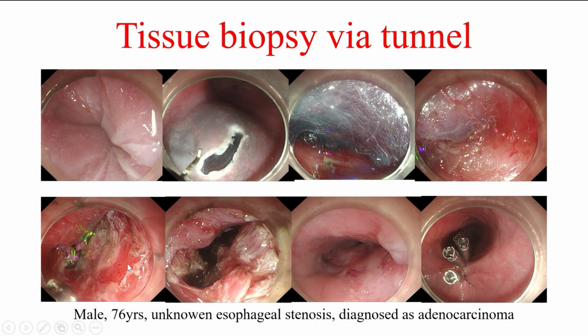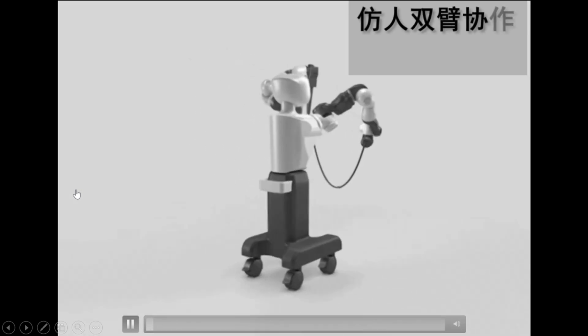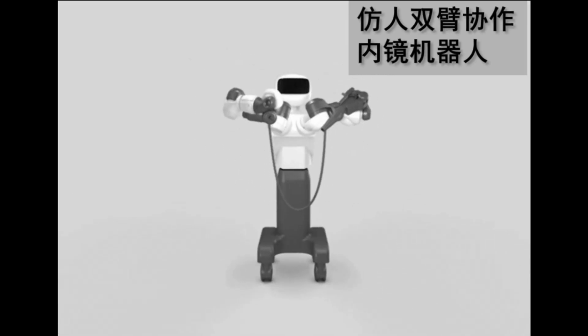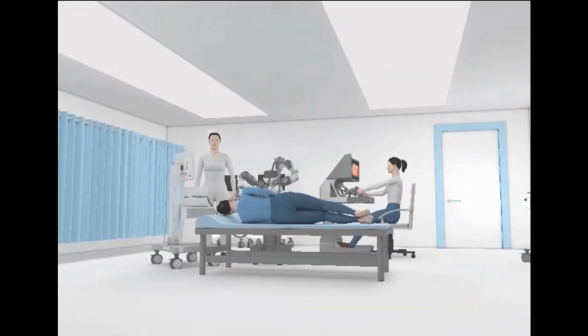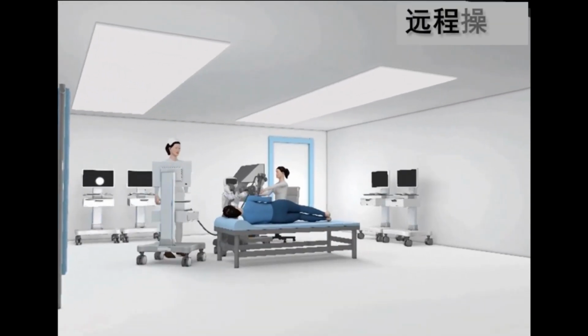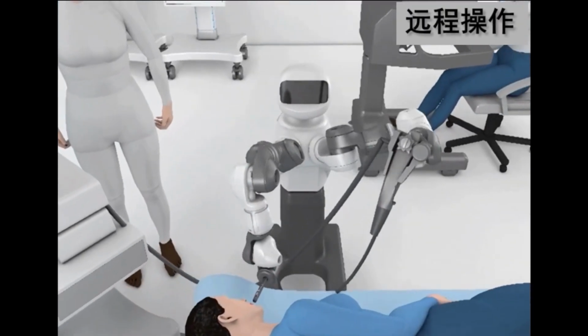This patient was 76 years old, diagnosed with esophageal stenosis, but the etiology was still unknown. So with this tunnel, it was at last diagnosed as adenocarcinoma. The third space can now act as a working space. We can use this space to perform some complicated or challenging cases.